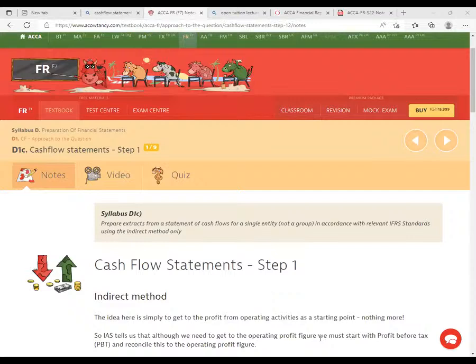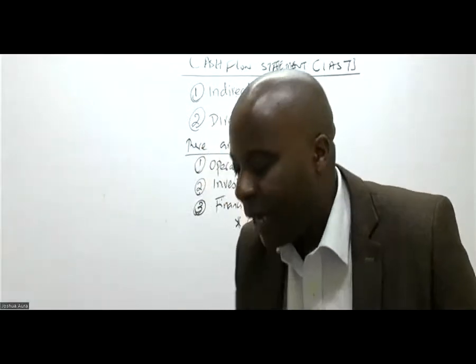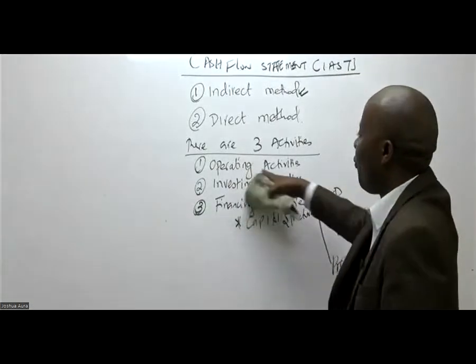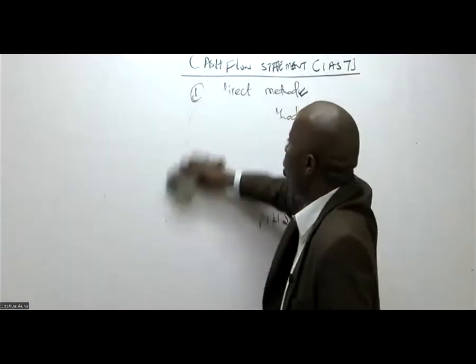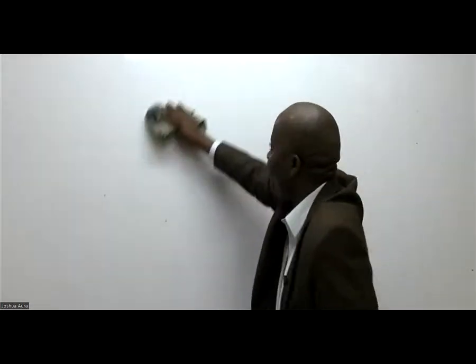So we are being given a recommendation here by IAS 7 that we should always start with profit before tax if you're using this indirect method and reconcile this to the operating profit figure. Now at this juncture, I would want somebody to try telling us what they understand by this particular terminology, operating profit. What is operating profit? Can somebody tell me?